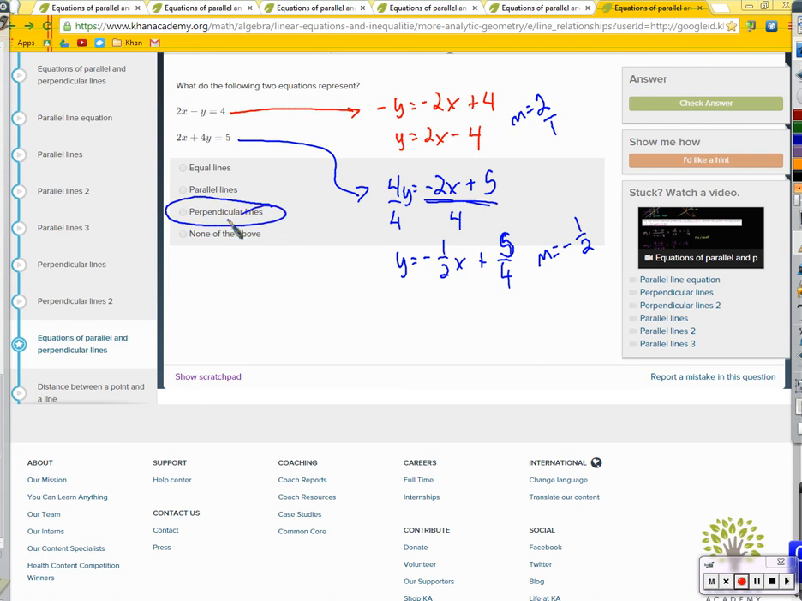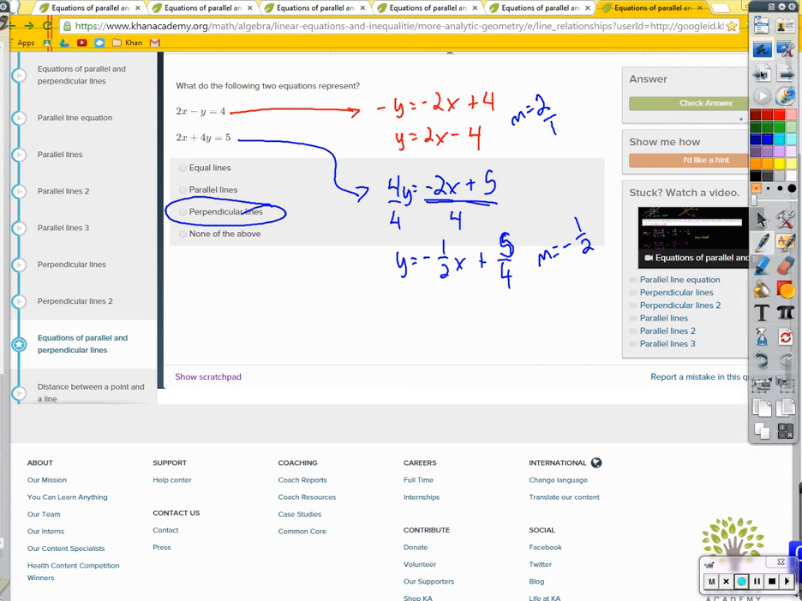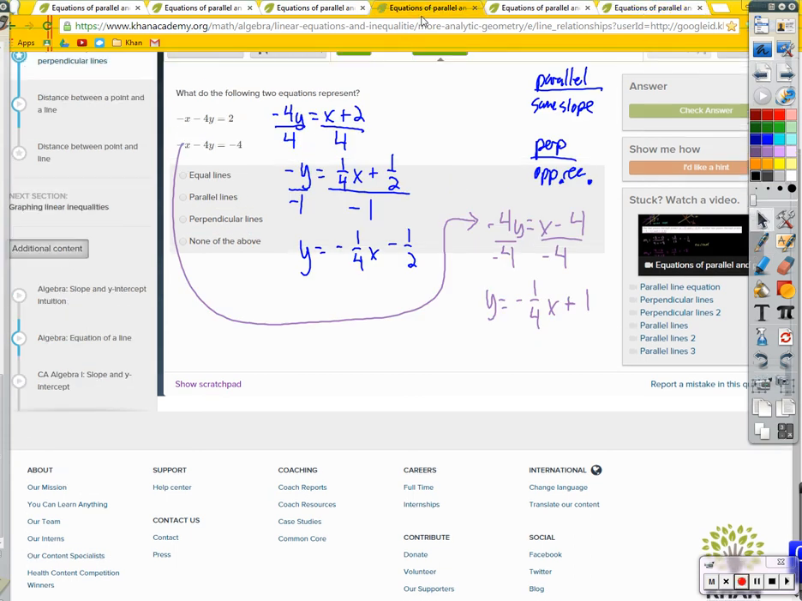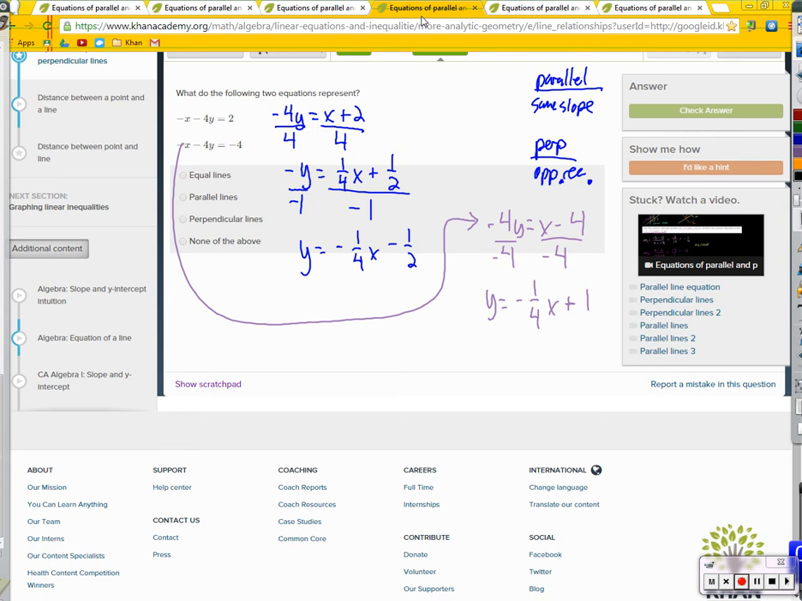How to get equal lines? Exactly the same. Yeah, the equations are exactly the same. So here's one that's close. Let's go back to this one, which goes along with this one. We found that they were parallel. But if their y-intercepts were the same, then not only would they have the same slope, but they would have the same y-intercept, and they would intersect each other all the time.